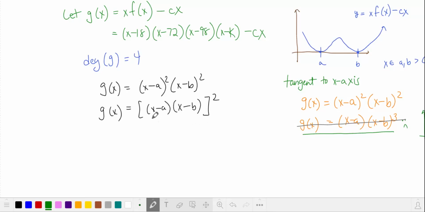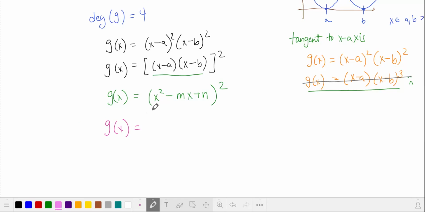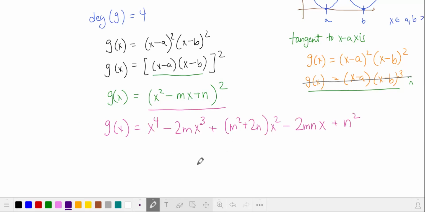This is the square of a quadratic. So let's replace this inner part with a quadratic with a leading coefficient of 1, and it's squared. And we'll expand the square of this. I want to use Vieta's to find k. This coefficient has the most promise because it only has one variable.